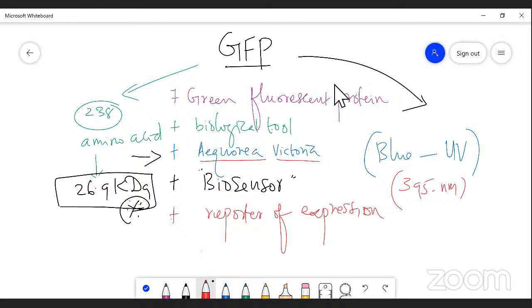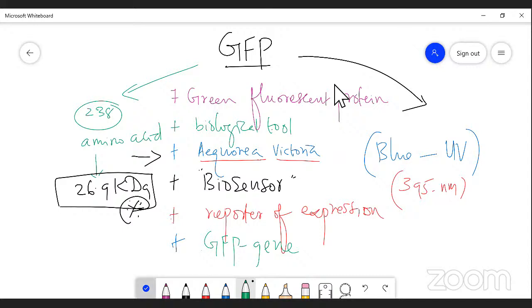There is a gene which controls such a protein. The name of the protein is GFP. Green fluorescent protein is produced by the action of a gene called the GFP gene. These genes play a very important role in genetically modified microorganisms, so that this protein can act as a biosensor. It is also known as a reporter of expression in the cells of genetically modified organisms. So this is something about GFP.